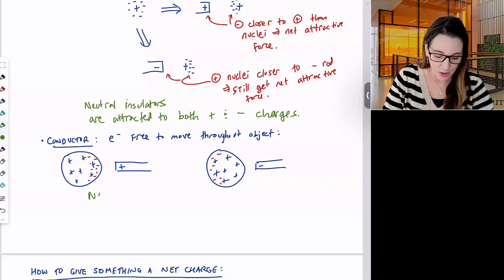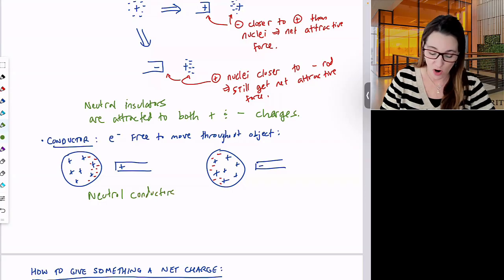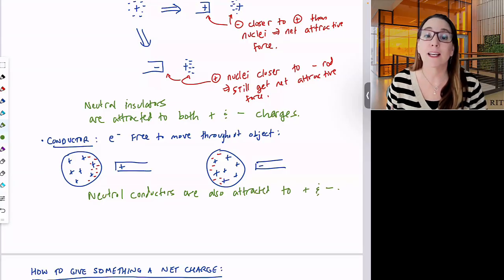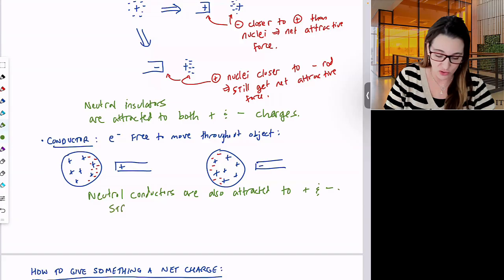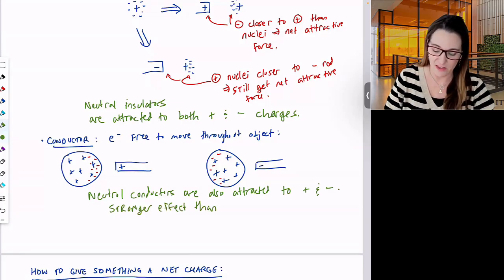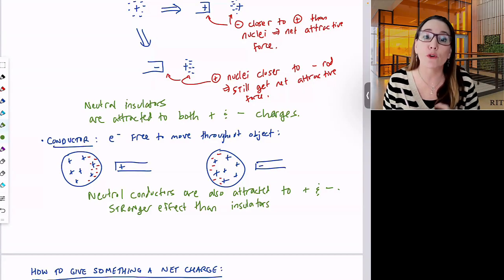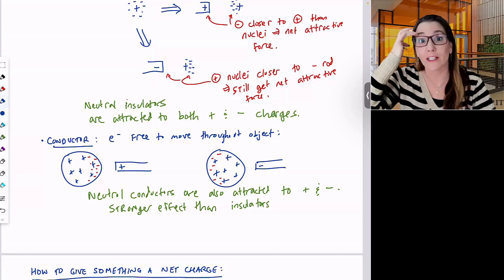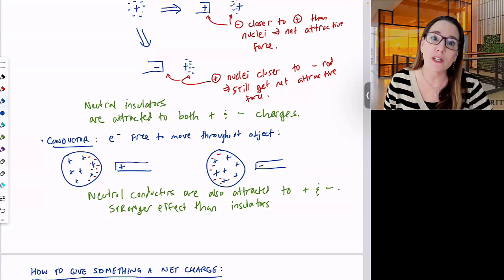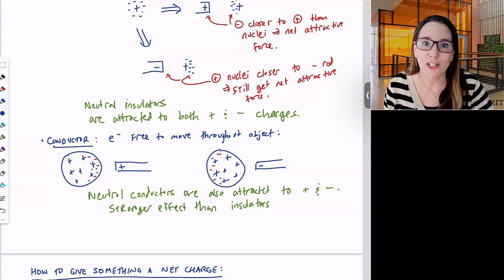So neutral conductors are attracted to both plus and minus, and it's a stronger effect than the insulators because the electrons can move even more in the conductors. So in conductors, electrons are free to move. In insulators, they stay relatively put. Okay, and so then we just have two more types of materials to talk about.